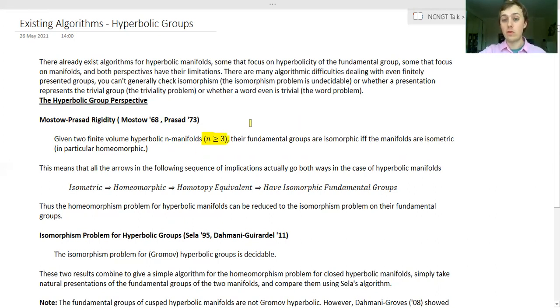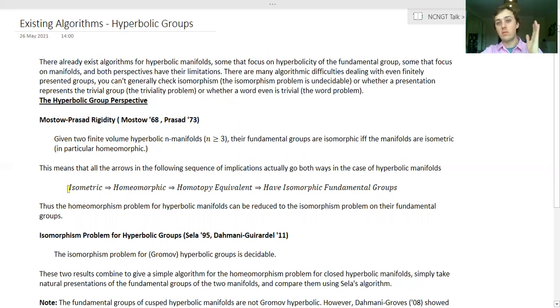Their fundamental groups are isomorphic if and only if the manifolds are isometric. So this says comparing the manifolds is sort of equivalent to comparing their fundamental groups. And this already sounds quite strong, but here's a sort of a taste of how strong it is.